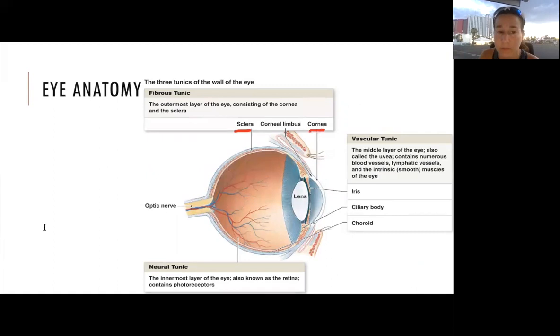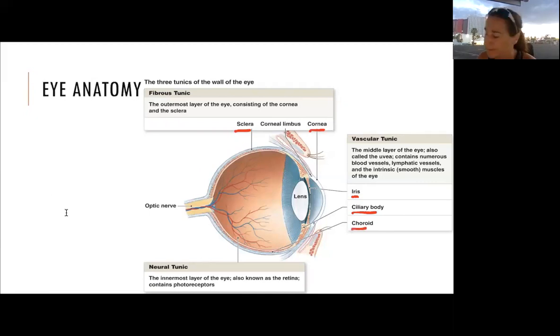Then let's go to the vascular tunic. That's where you have your iris, the colored part, whether you have brown eyes, blue eyes, green eyes. And it's going to have your ciliary body, and that's going to have muscles. It's going to attach to your lens. And it's also going to be a brown pigmented layer. That brown pigmented layer is going to be important when we talk about how the light is attracted to this dark brown pigmented area.